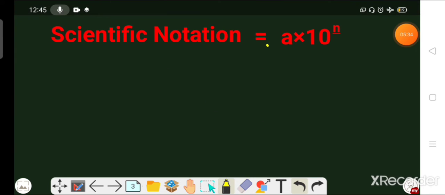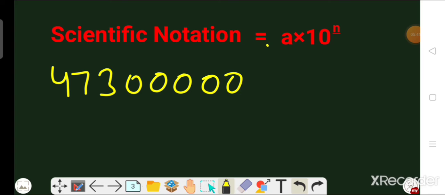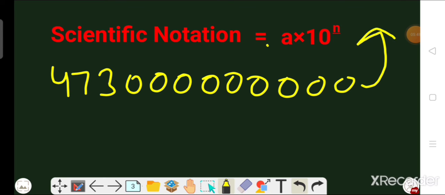Let us take an example. If you have a number like this, 473 and so on, okay? Okay beta, and then you have to represent this number in scientific notation.